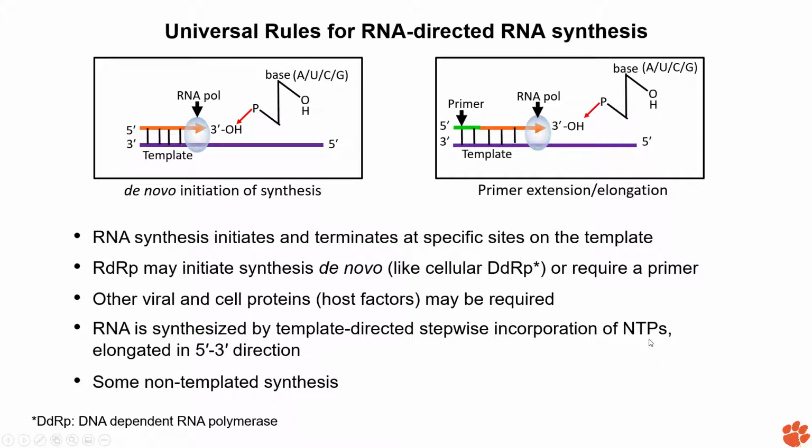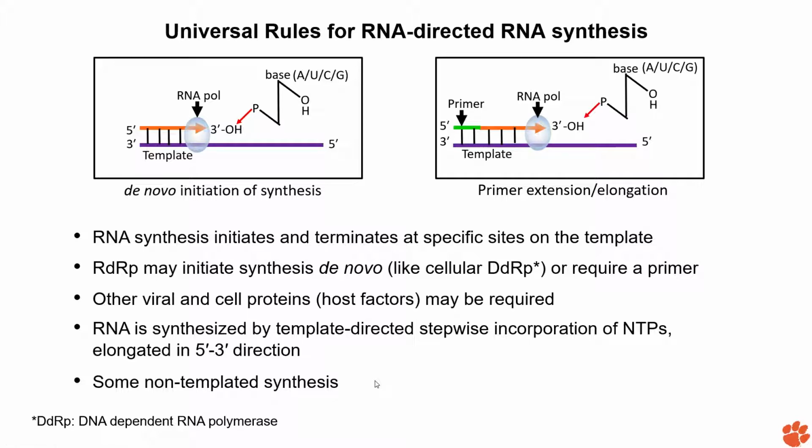So definitely underline that word NTP, because it's nucleotide triphosphates. In a quiz question, sometimes it may trick you. I put dNTP. dNTP means deoxynucleotide triphosphate, which is incorporated into DNA, not RNA. This will definitely be a quiz or exam question. So look at that: for RNA, it is always NTP, never dNTP. For DNA, it is dNTP. So definitely remember that. And some non-templated synthesis also can happen.